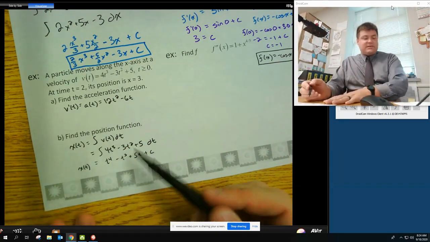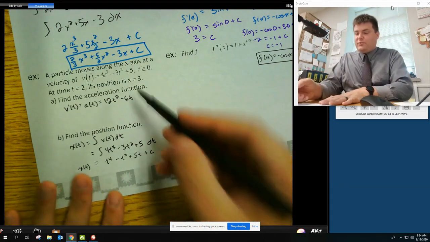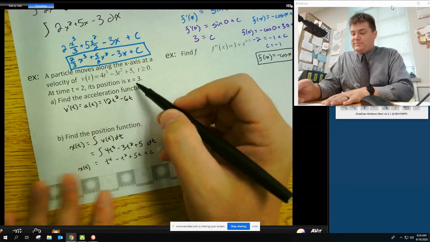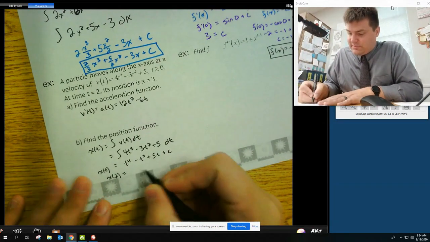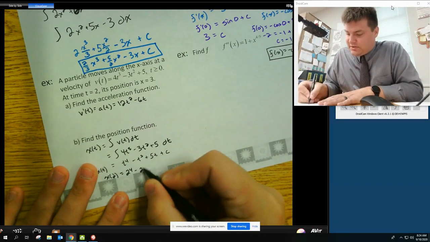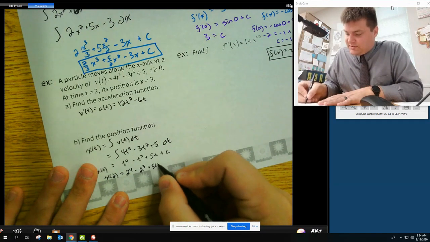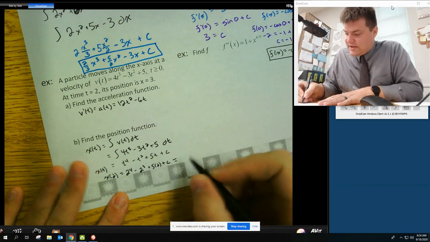Now, it is going to tell us here that we can find more information because at 2, the position is at 3. So when I plug in a 2, we get 2 to the 4th minus 2 to the 3rd plus 5 times 2 plus c, and that's going to end up equaling 2.